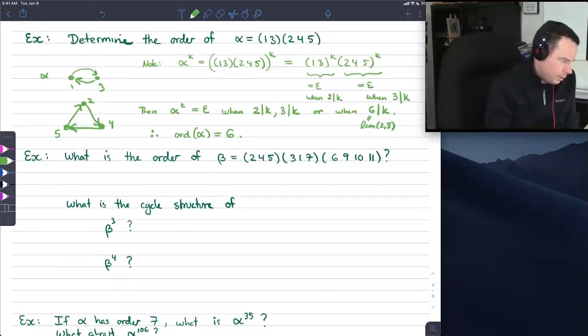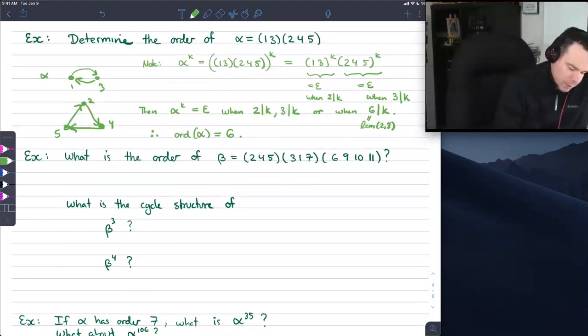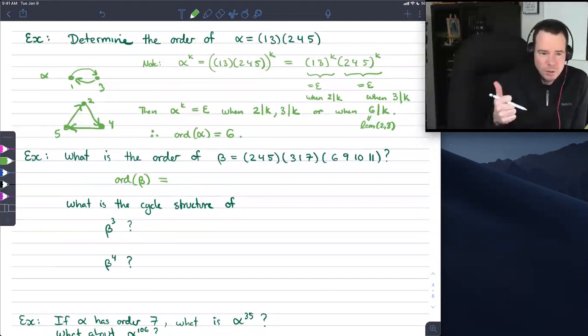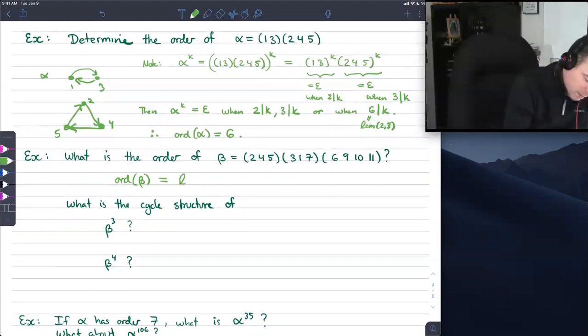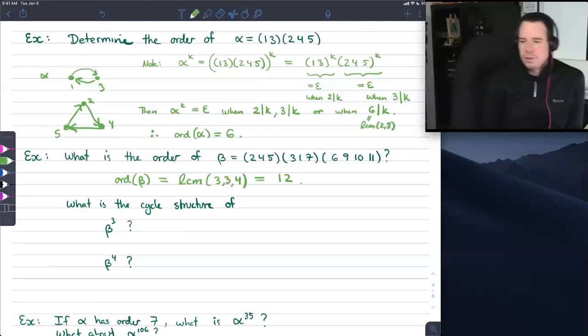So in this case, we can look at this next example. What is the order of beta, which is made up of a 3 cycle, a 3 cycle, and a 4 cycle? So the order of beta is going to be just the smallest power which kills a 3 cycle, kills a 3 cycle, and kills a 4 cycle. So it's got to be a multiple of 3 and a multiple of 4. And it has to be the least common multiple of 3 and 4. And so that's 12. Maybe I'll say least common multiple of 3, 3, and 4, just so you can see that all I'm doing is writing down the cycle lengths and then computing the least common multiple.